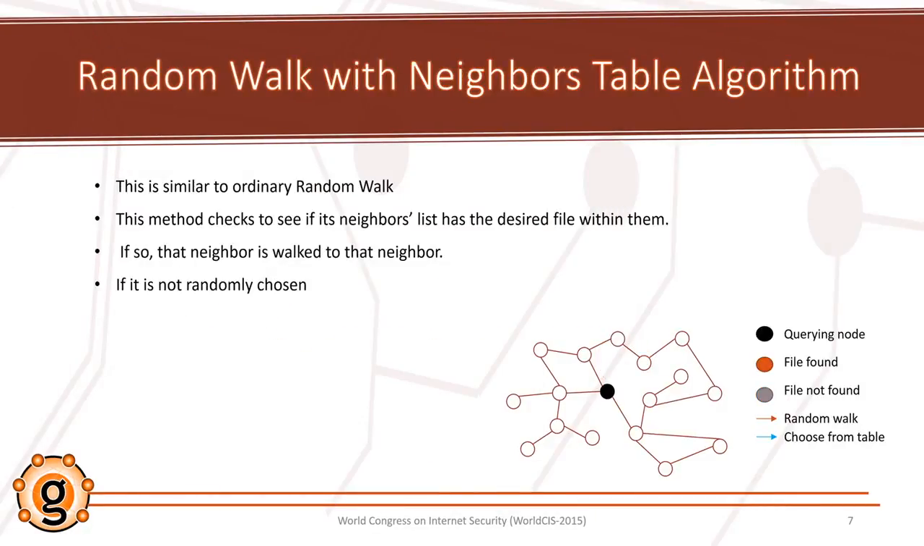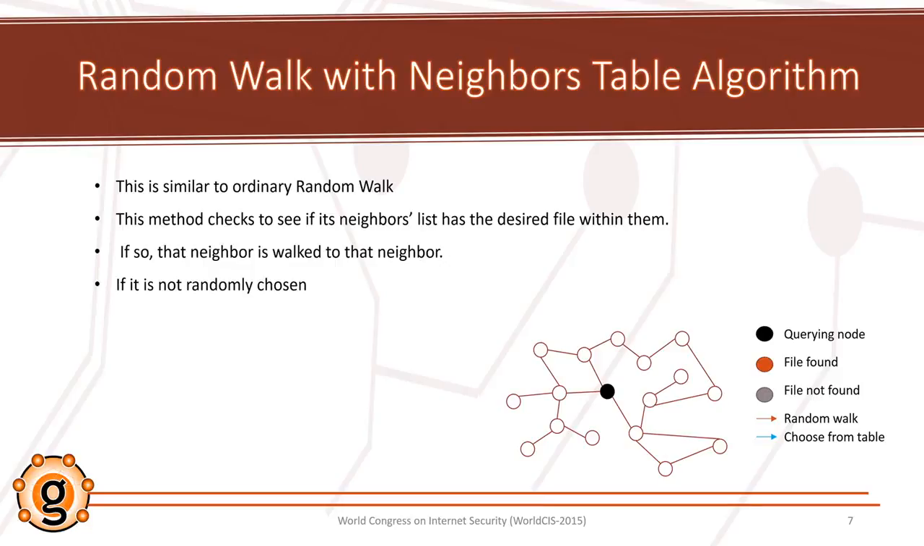The last algorithm is the random walk with neighbors table algorithm. This is similar to the ordinary random walk. This method checks to see if its neighbors list has the desired file within it. If so, it walks to that neighbor. If not, a neighbor is randomly chosen.